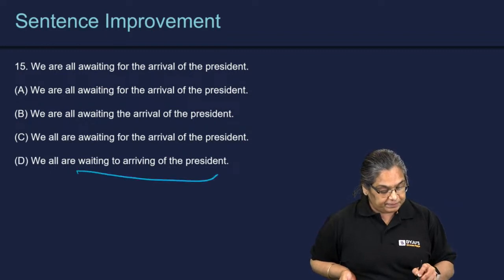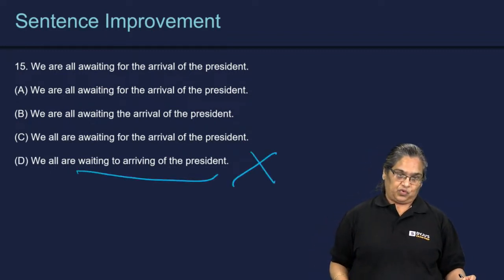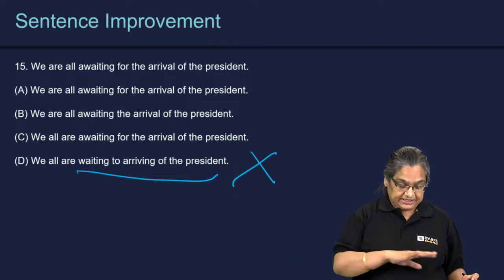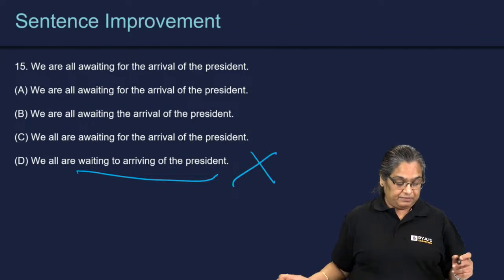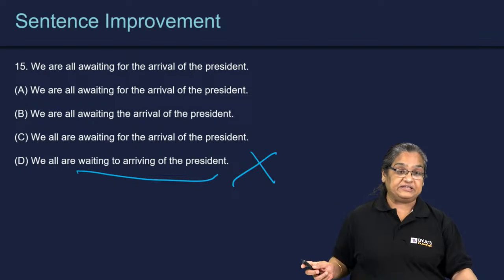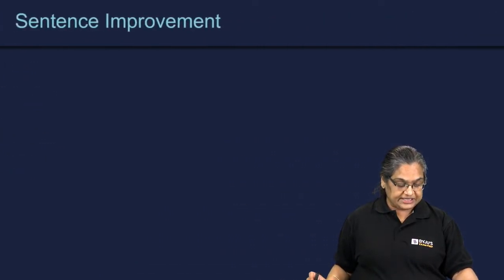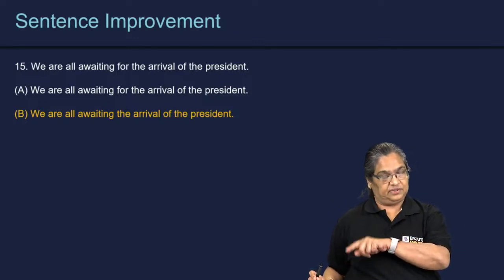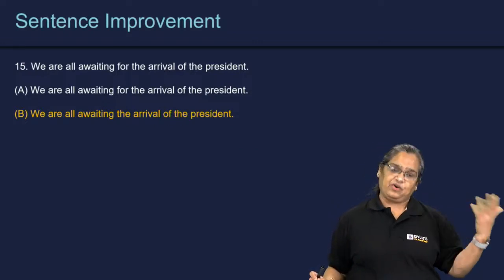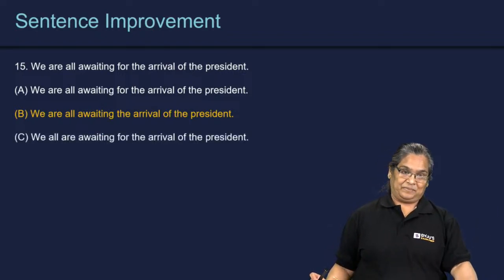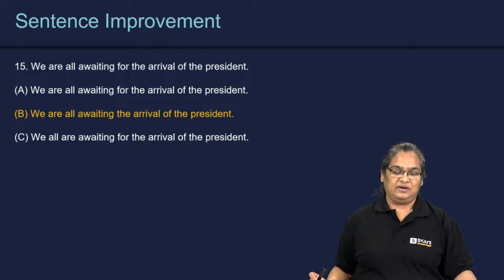To arriving of the president is wrong. We are all waiting to arriving of the president is completely wrong, so that is out. Between these three, waiting for or awaiting the, right? So you should not say awaiting for. You say waiting for or awaiting the. When you add for, awaiting means waiting for, so you don't add a for there. Therefore the correct answer is B. We are all awaiting the arrival of the president.